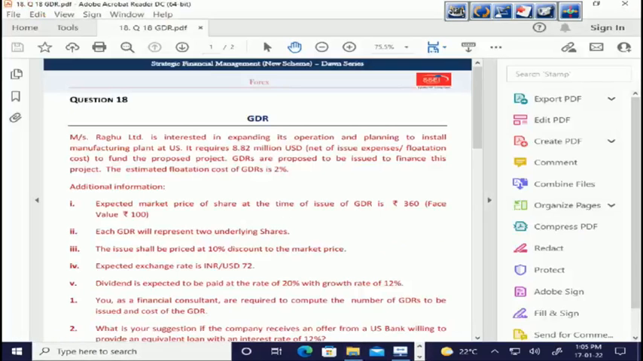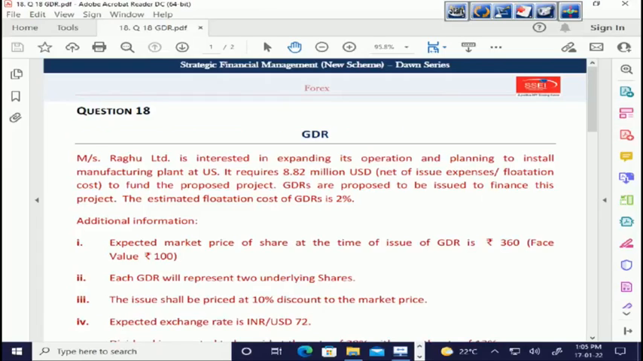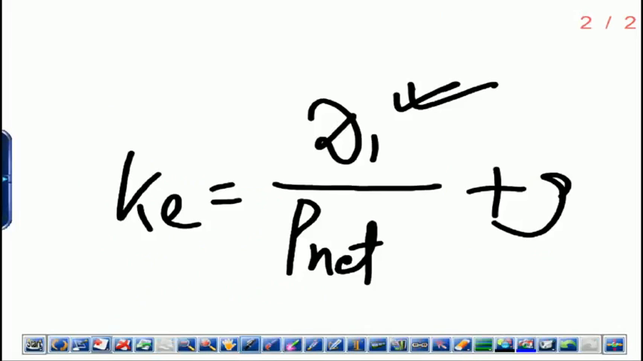Question number 18. Mrs. Raghu Limited is interested in expanding its operations and planning to install a manufacturing plant at US. It requires 8.82 million USD net of issue expenses to fund the project. Remember, we will gross it. GDRs are proposed to be issued to finance the project. The estimated flotation cost is 2%. So 8.82 divided by 0.98. Okay.